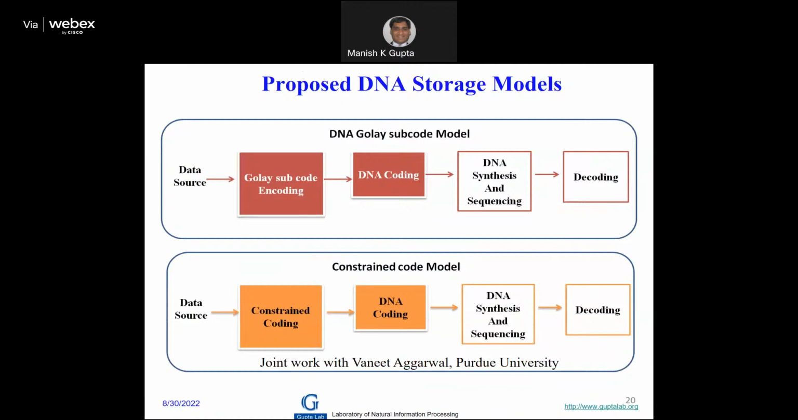So I'm going to discuss these two things: the DNA Golay subcode model and the constraint code model. First, let me describe the DNA cloud model. The constraint code model was done in collaboration with Professor Vanit Agrawal at Purdue University. When we published that work, Professor Agrawal contacted us, and we started collaboration on the second one. So let me show you.